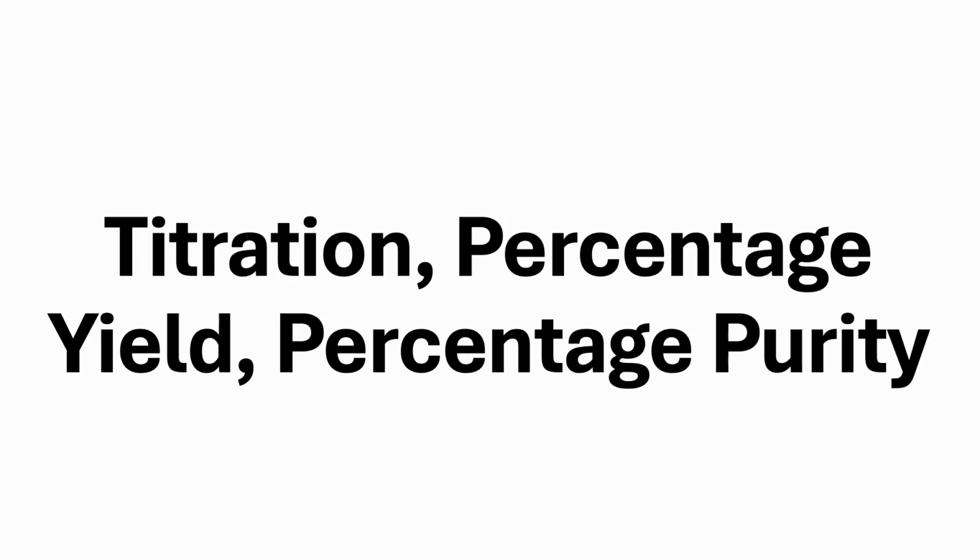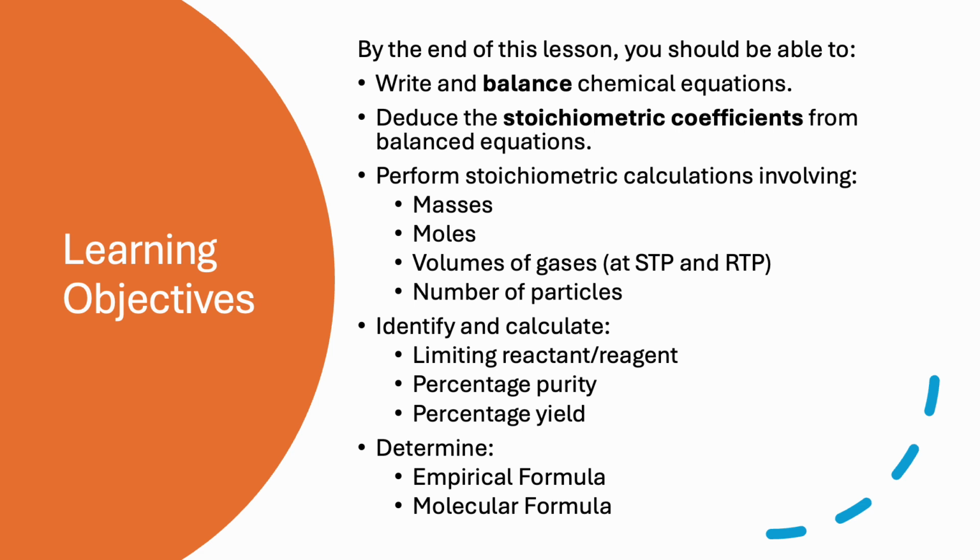Hello everyone. Today we will learn about titration, percentage yield, and percentage purity. The learning objective of this lesson is to identify and calculate limiting reactant or limiting reagent, percentage purity, and percentage yield.